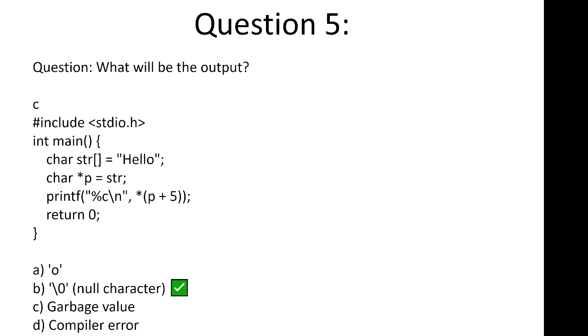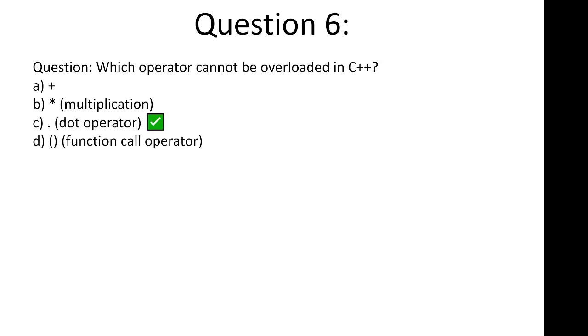Okay, here some code is given to you. I have used the string concept, double quote hello, and also I used a pointer. I am going to move to the fifth character in the string. Here you are going to get the null character. See, at the end you are going to reach the termination of the string. That's why null.